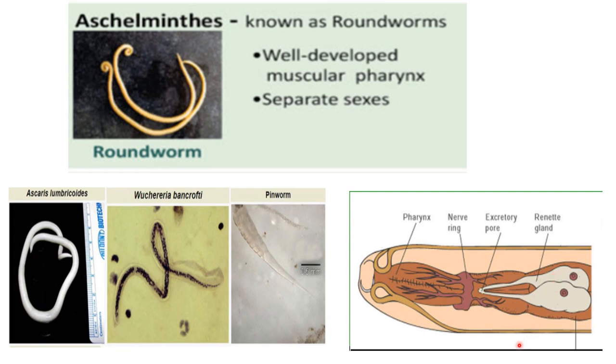Here in Aschelminthes, the fertilization is internal and the development may be direct or indirect. Direct development means when an organism develops without producing any larval stages. Indirect means it produces a larval stage.